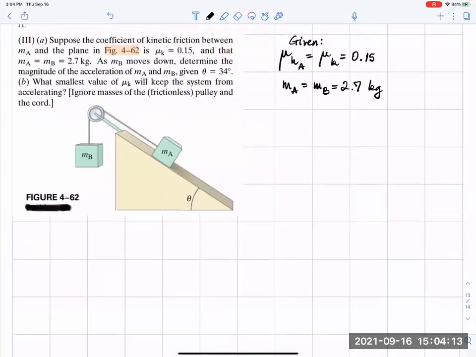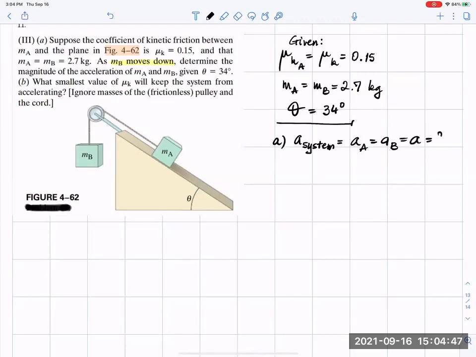All right, as the mass MB moves down, I think this is a good clue for you to see where the direction of the acceleration of the system will be. Determine the magnitude of the acceleration of MA and MB, given also the fact that you have theta, the incline, being 34 degrees. Okay, so I'm going to put here, as to find on part A, you need to find the acceleration of the system, which is nothing else but the acceleration of body A and acceleration of body B. We'll discuss that in a moment, or simply a.